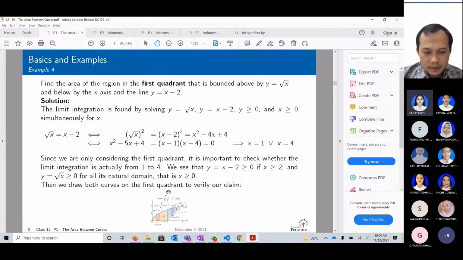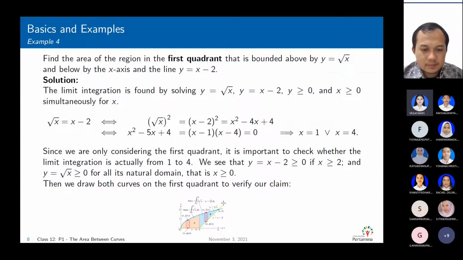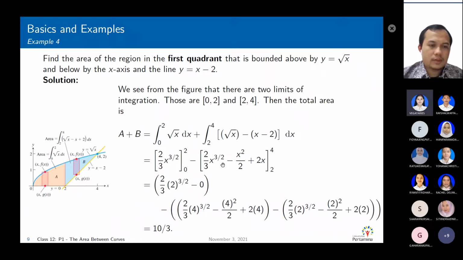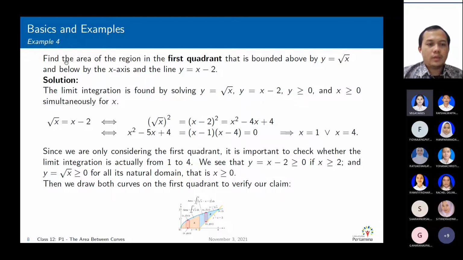So in this example, sorry that the picture is too small. But I think even if we unlock this, it is still too small. Okay. So here we want to find the area of the region in the first quadrant that is bounded above by y equals square root of x, and below by the x-axis and the line y equals x minus 2.